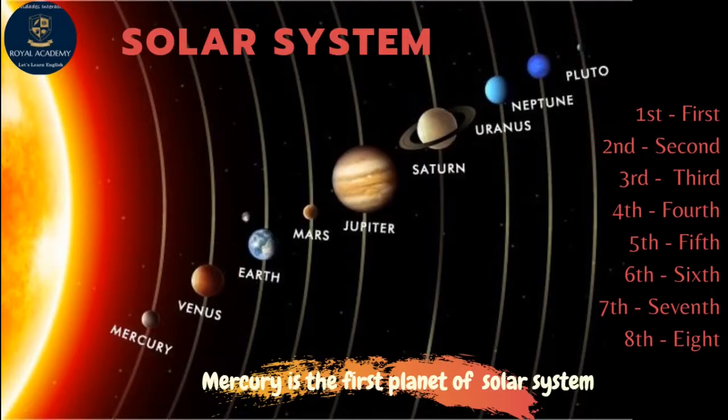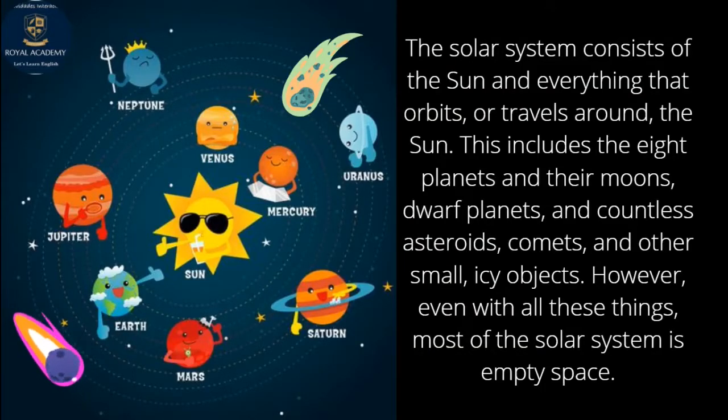Now we're going to check the solar system: the Sun and everything in orbit, planets and their moons, dwarf planets, and countless asteroids, comets, and other small icy objects. However, even with all these things, most of the solar system is empty space.